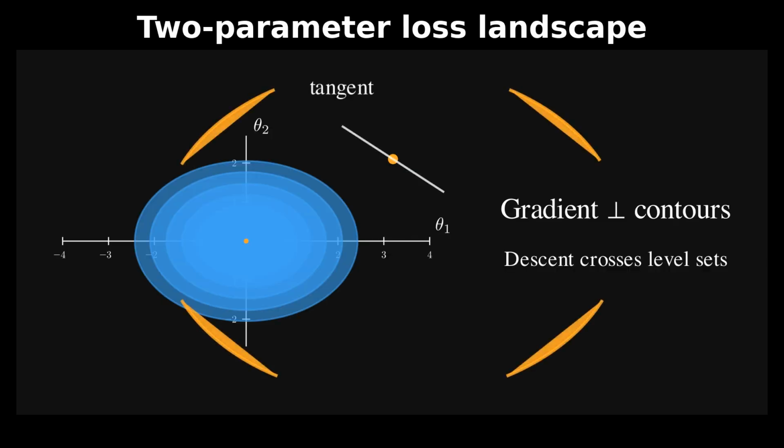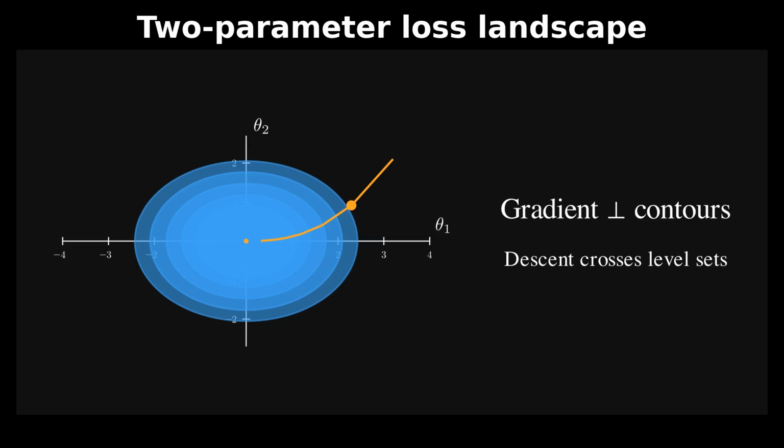Real models have many parameters, so the loss is a surface in high dimensions. We can't draw high dimensions, but two parameters already show the idea. The gradient is a vector pointing uphill, perpendicular to contour lines. Gradient descent moves in the opposite direction, cutting across contours toward lower loss.